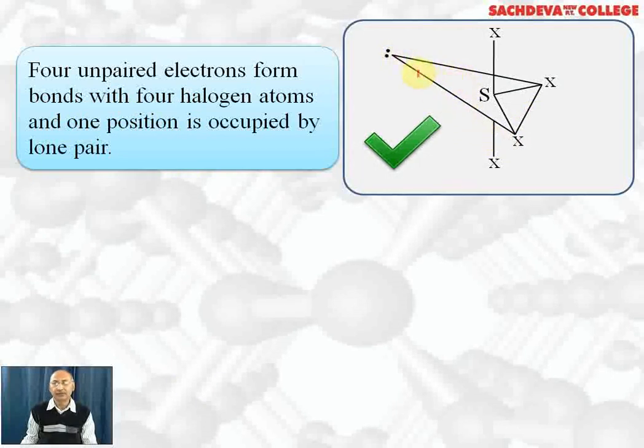This position is occupied by lone pair, and this is equatorial position. Repulsion at equatorial position will be less. That's why lone pair will preferably occupy equatorial position and not axial position. We call it seesaw shape.